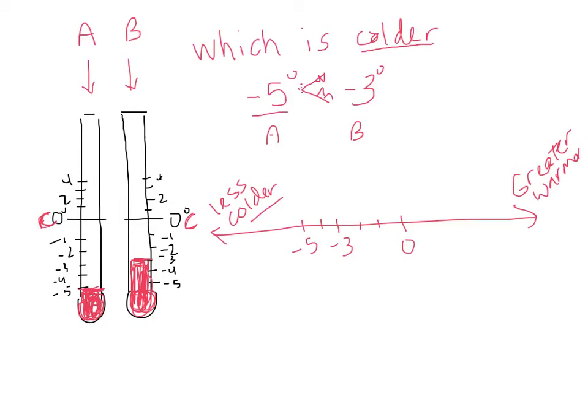So again, if you think of money, I think that helps a lot. Owing 3 or owing 5. If they're asking for colder, they're asking which one's less or which one is worse. And so the -5 degrees is the colder temperature. I don't know if that explanation was very good, but you're looking for the less value.